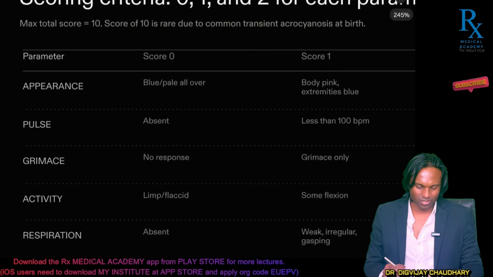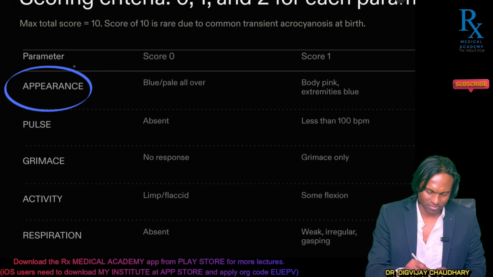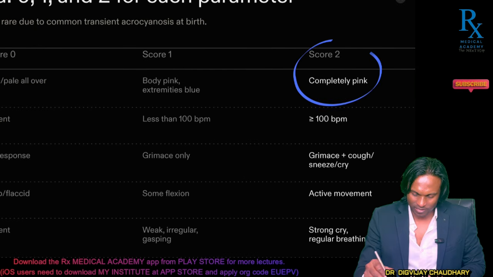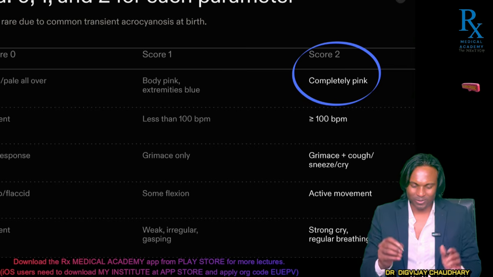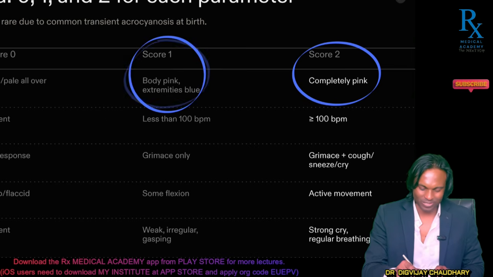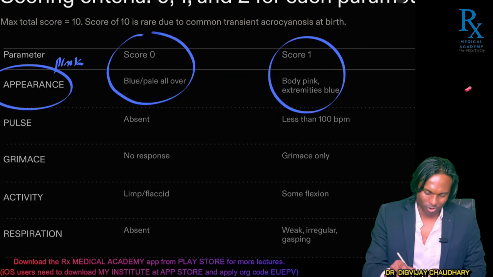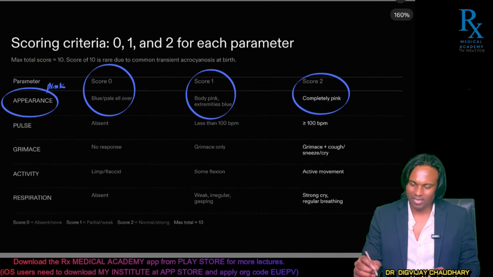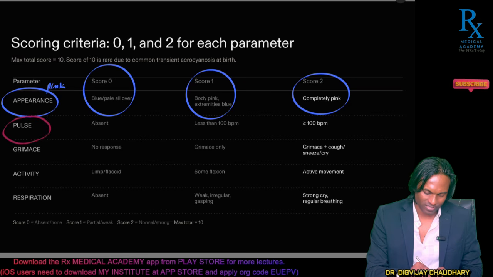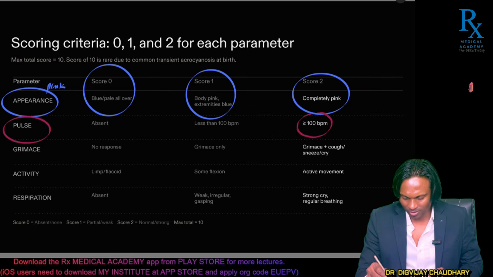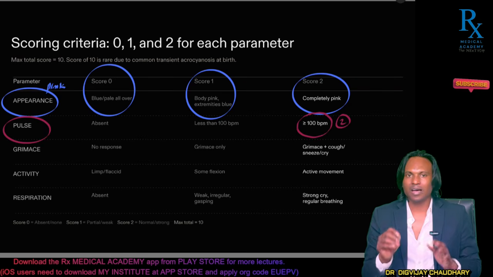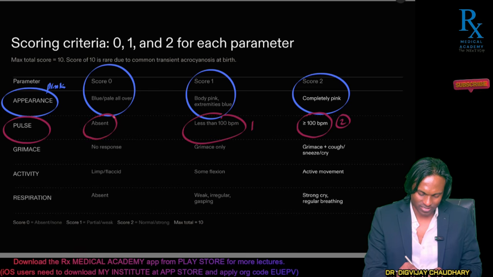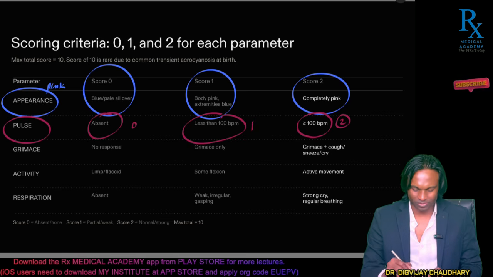So first you have to focus on appearance. What appearance is normal? Pink appearance is normal. If baby is completely pink, give a score of 2. If there is acrocyanosis, then give a score of 1. If there is cyanosis all over the body, give a score of 0. So this is related to appearance. Second, let's talk about pulse, that is heart rate. Heart rate more than or equal to 100, give a score of 2. Heart rate less than 100, give a score of 1. And if heart rate is absent, there is no heartbeat, give a score of 0.